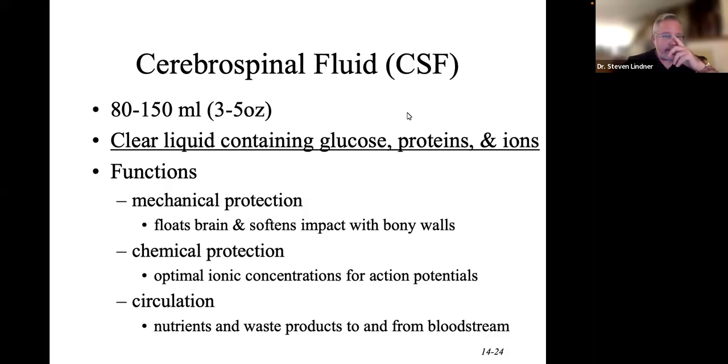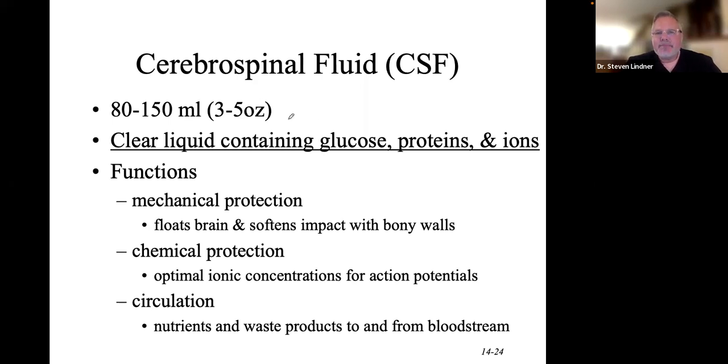Hi, class. In this next short video, we're going to be introducing CSF, cerebral spinal fluid flow, understand a little bit about the ventricles and the flow of CSF and what its primary functions are.